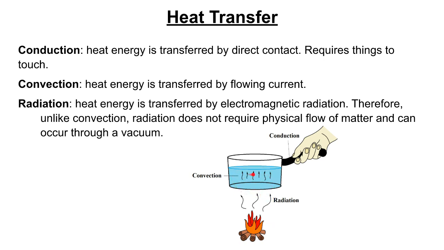As this water heats up, you can get heat energy flowing like a current through the medium of water. Now the last one, radiation, is heat energy that's transferred by electromagnetic radiation. That differs from convection because radiation doesn't require a physical flow of matter like the water, and it can occur in a vacuum. So you have something, and through electromagnetic radiation, it's transferring that heat. It doesn't need the water or some other source in order to get that current flow going.